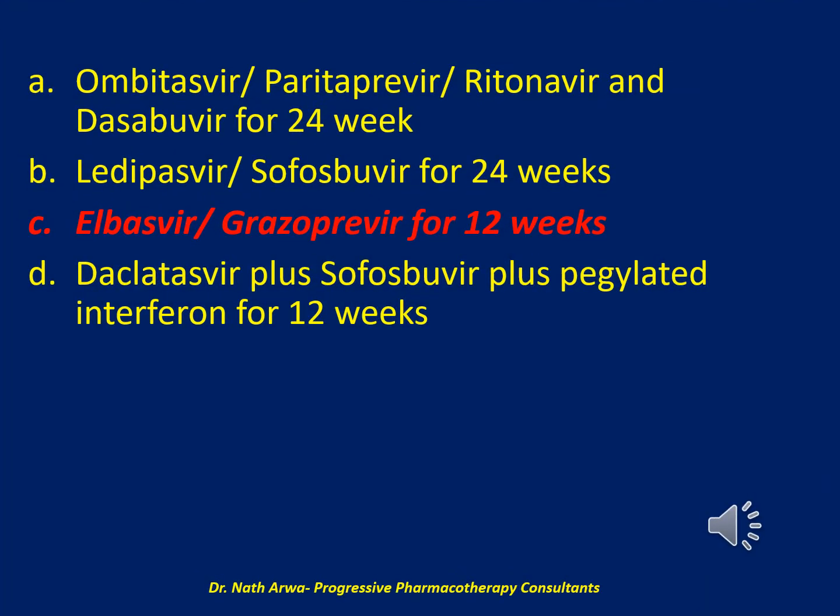And the correct answer is C. Elbasvir plus grazoprevir for 12 weeks. Elbasvir plus grazoprevir for 12 weeks is best. That makes answer C correct. In one clinical trial, C-EDGE, the overall SVR was 99% in treatment-naive patients with genotype 1b, including in those with cirrhosis 22% and without cirrhosis 88%.